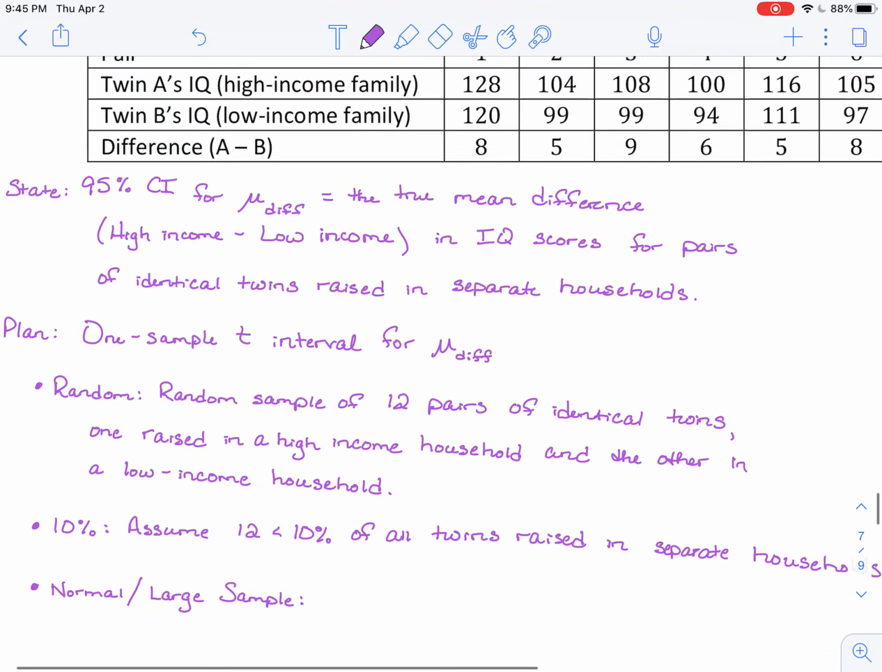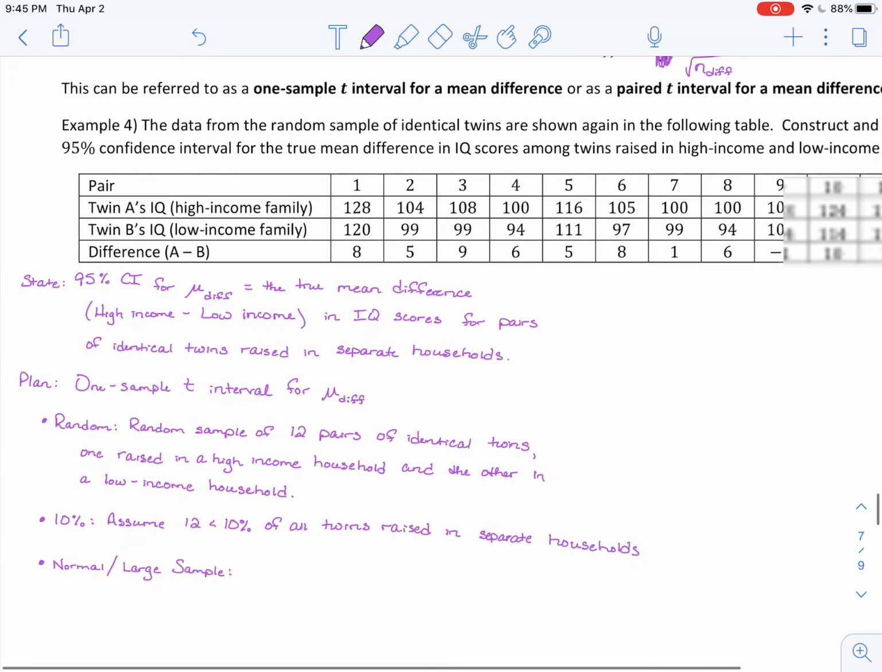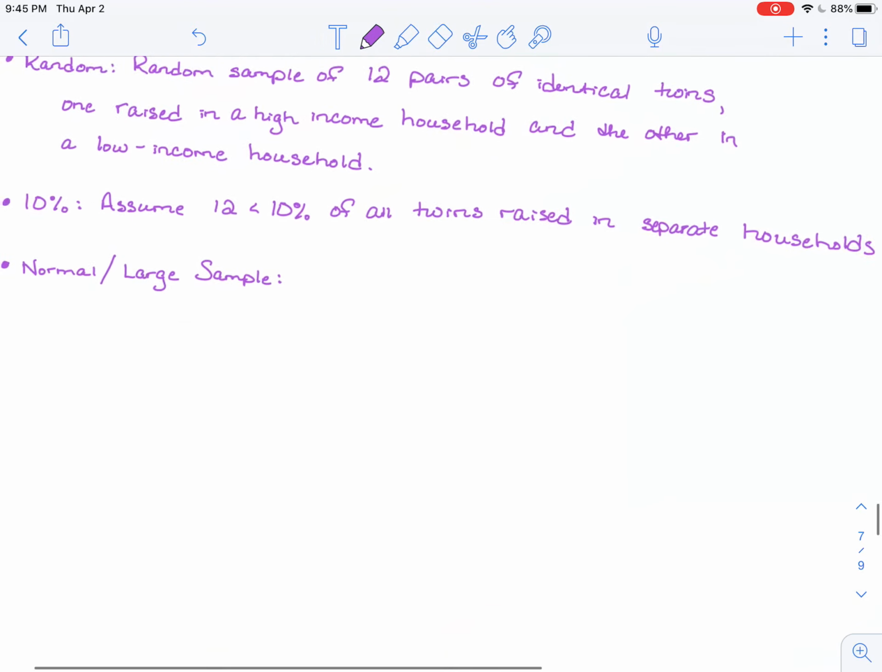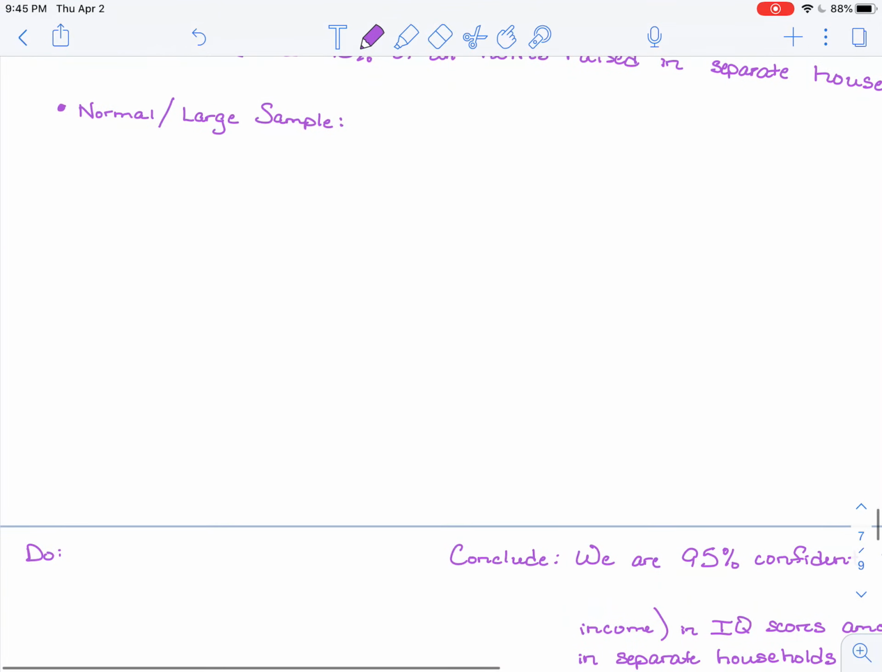That's a reasonable assumption. So for normal or large sample, we don't have a large sample. It didn't say anything about the population. We don't know anything about the population distribution of twin IQs that were raised in different incomes. So because of that, we're going to have to look at the actual distribution.